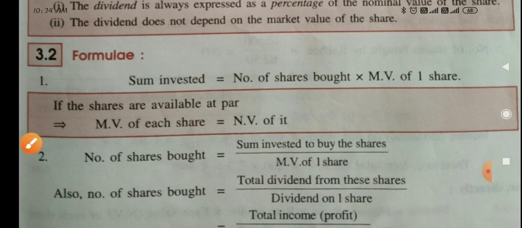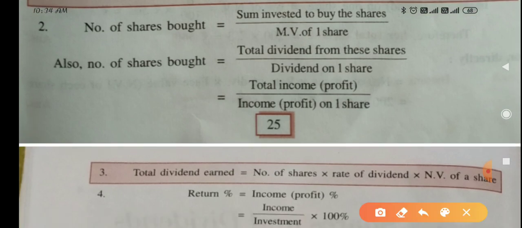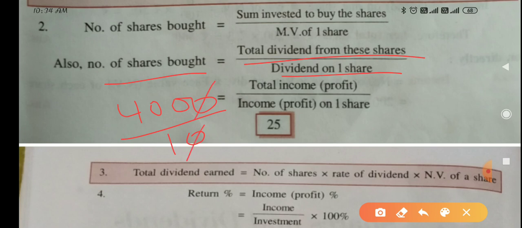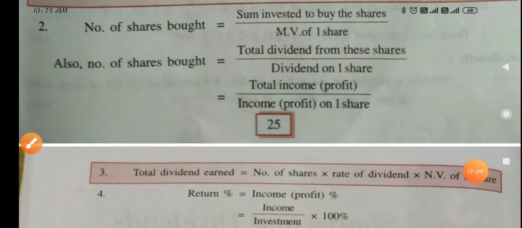One more formula to find the number of shares is total dividend upon dividend on one share. Suppose you have a total dividend of 4000 rupees, and on one share you have 10 rupees dividend. So the total number of shares will be 400. Like this you can find the number of shares.